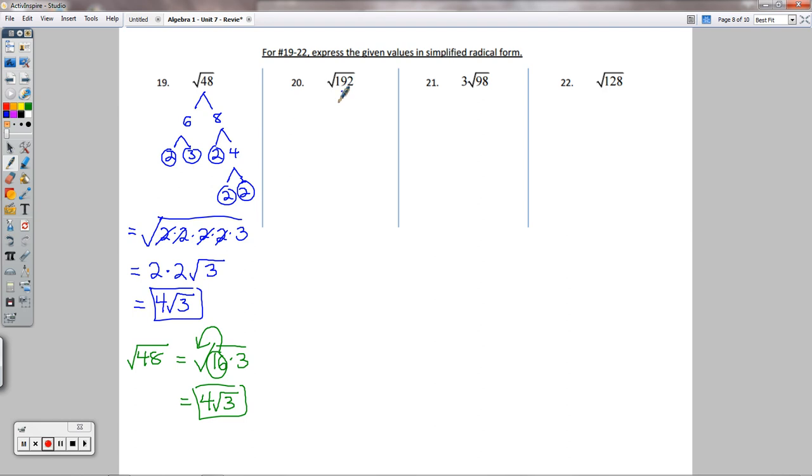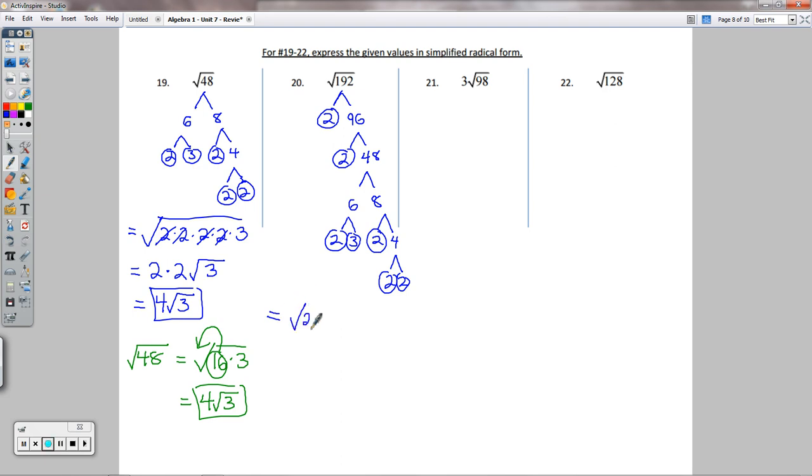Number 20. Looks like you could break that down. If it's even, you could at least start with that. So it looks like 2 times 96 would work on this one. You could break that down into 2 and 48. And it looks like 48 we could break down the same way we had before. So I could go 6 and 8. So I could go 2 and 3, 2 and 4, and a 2 and a 2. So we've got quite a few factors on this one.